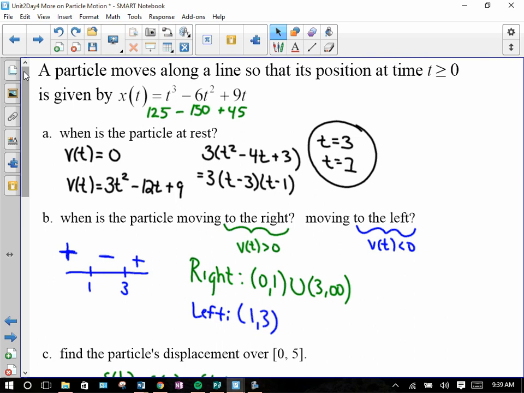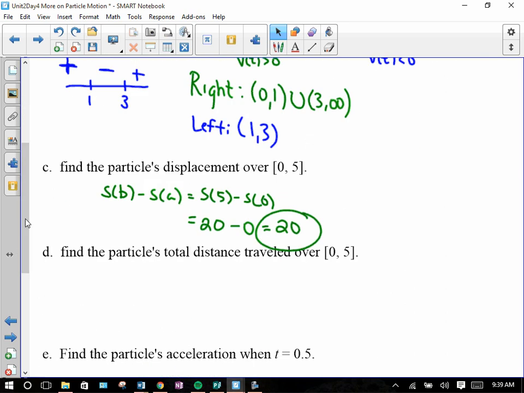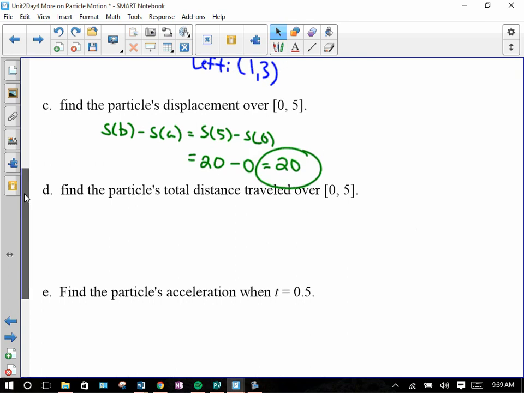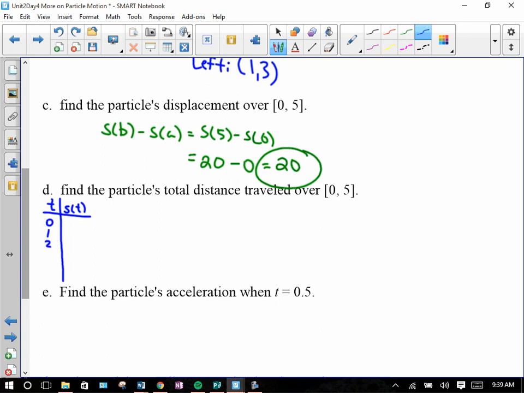So what we need to do is look at position. We have 0 to 5, so let's take t and s of t. We're going to go 0, 1, 2, 3, 4, and 5. Make room for 5. Now we're going to plug each of these time values into the initial function that we have. If we plug 0 in, we get 0.